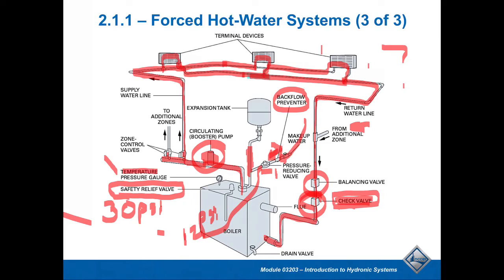Of course, there's also a temperature pressure gauge, and it will do just that. It typically reads the temperature of the boiler water, and it also will give you an indication of what the pressure in that boiler system is. And the last of the devices that we'll take a look at is the expansion tank.